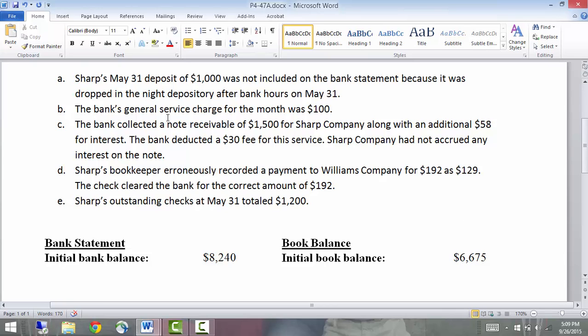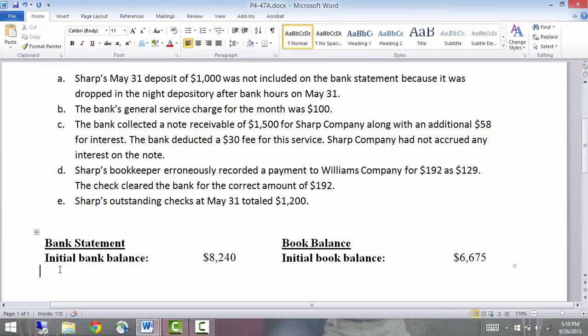Okay, Part A, Sharp's May 31st deposit of $1,000 was not included on the bank statement because it was dropped in the night depository after bank hours on May 31st. So the company, Sharp Company, made a deposit on May 31st, but the bank did not get it, and it was not reflected on the bank statement because it was still in the night depository box, the night drop box.